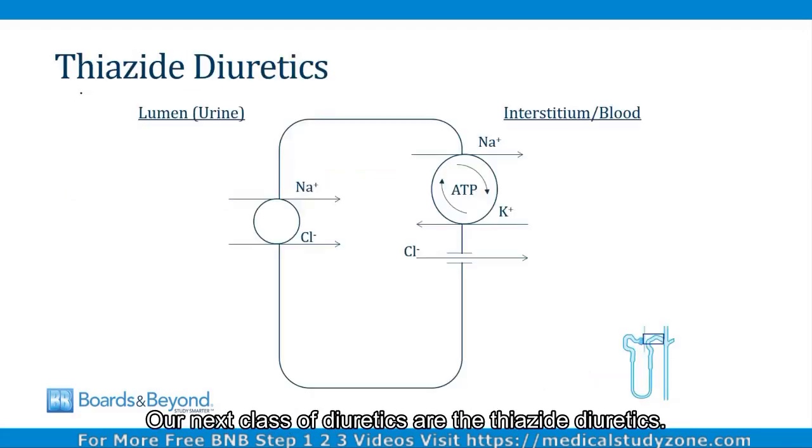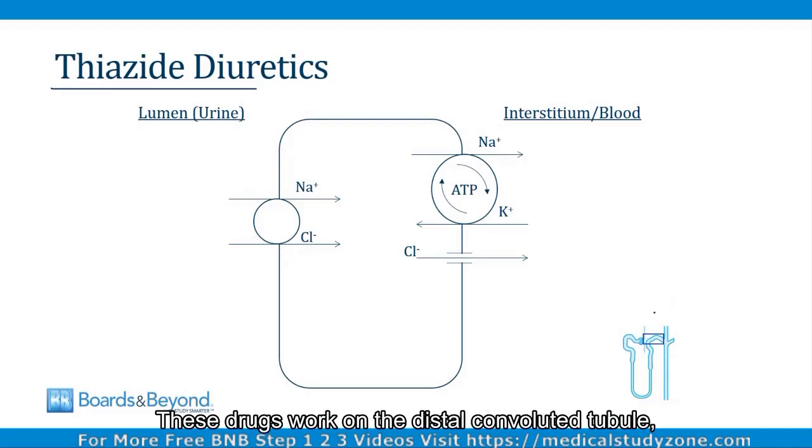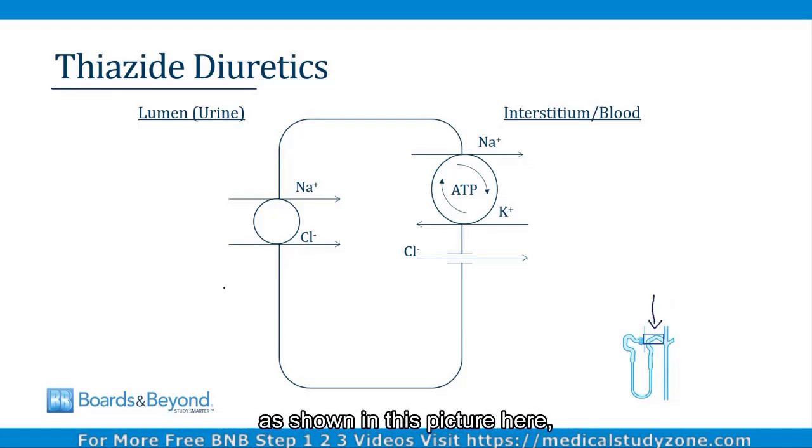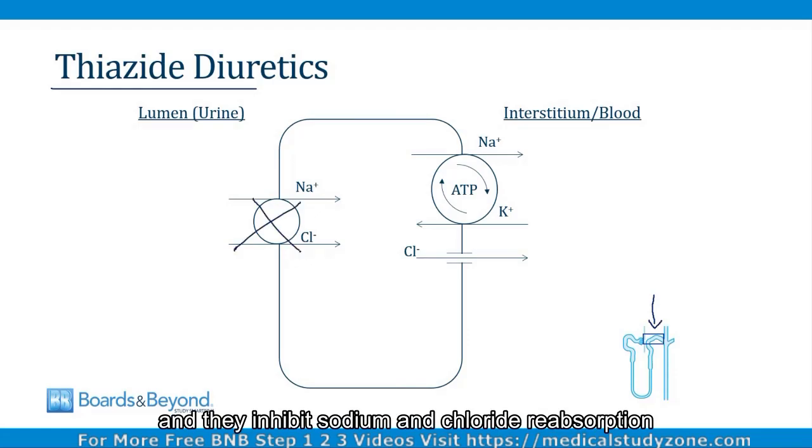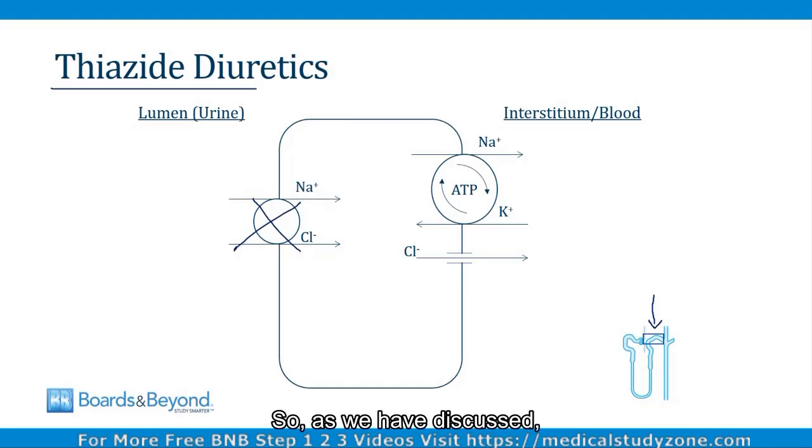Our next class of diuretics are the thiazide diuretics. These drugs work on the distal convoluted tubule, as shown in this picture here, and they inhibit sodium and chloride reabsorption in this section of the nephron. So as we have discussed, that will send more sodium out in the urine, and it will take water with it, and that will increase the urine output.